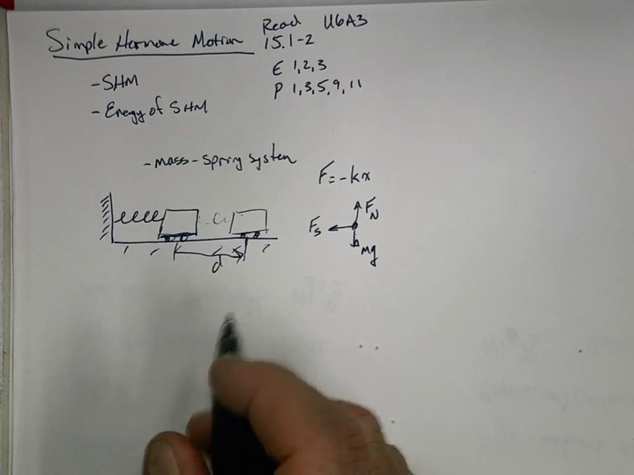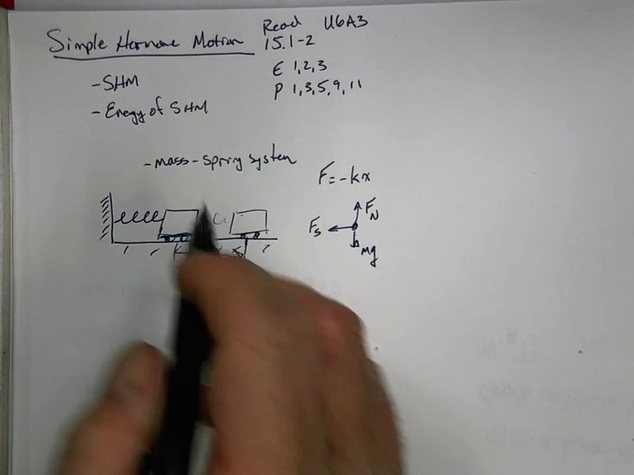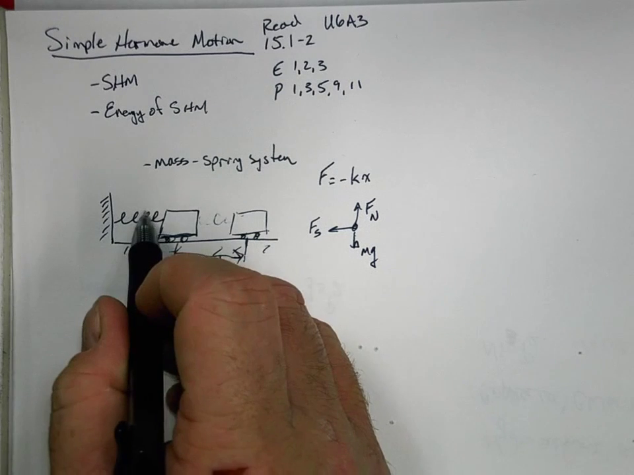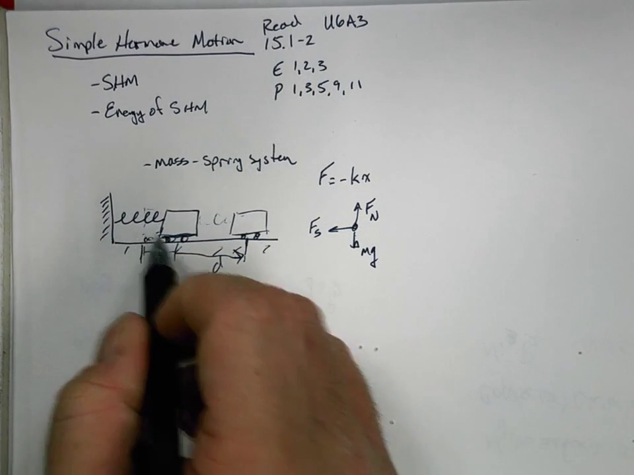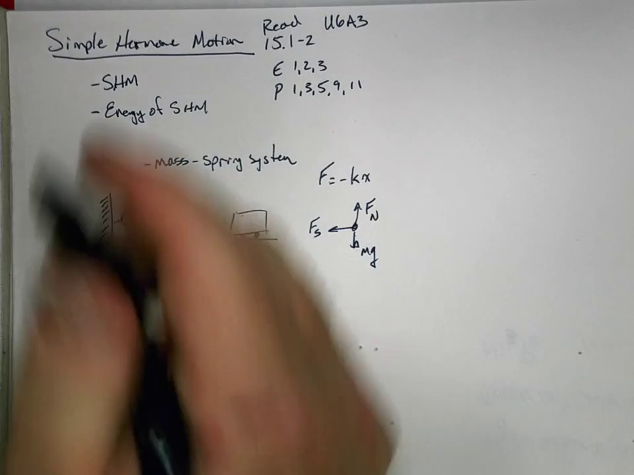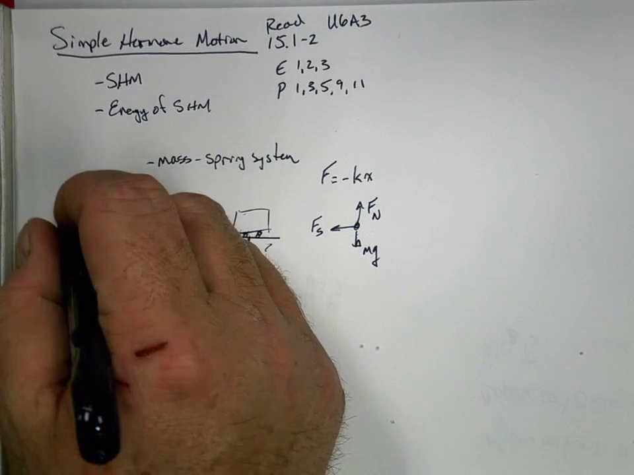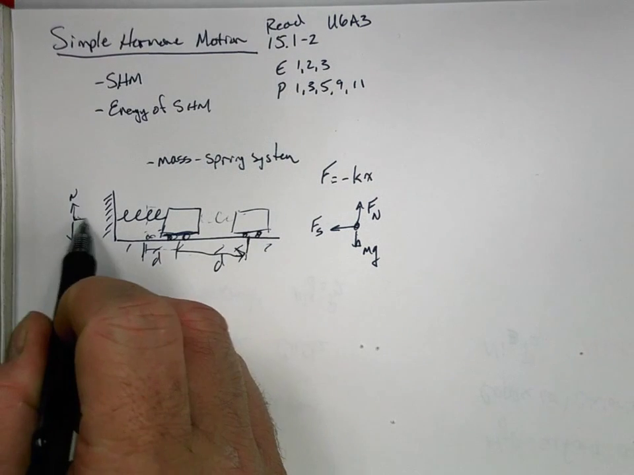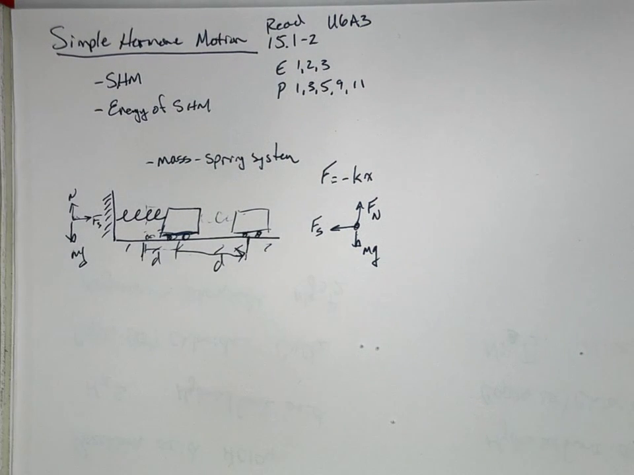We could also go the other way, although I wouldn't be able to compress it that far. If I were to go this way, we could compress another distance here and make our cart there, and we would have the same thing. We would have our normal force, gravity, and the force of our spring going the other direction.